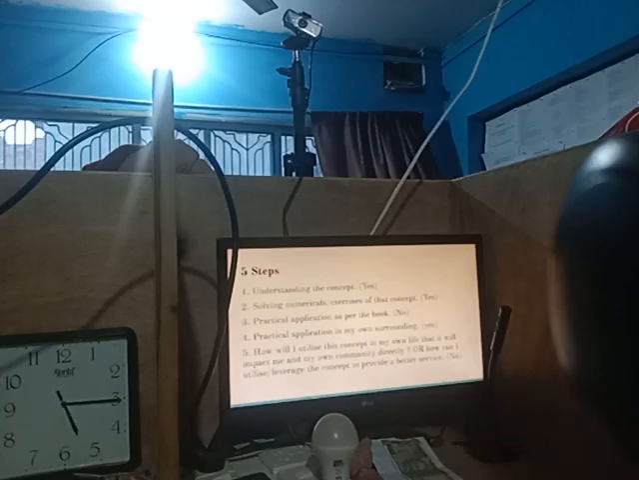First, understanding the concepts. Second, solving numerical exercises of that concept. Third, practical application as per the book. Fourth, practical application in my own surroundings. And fifth, how will I utilize this concept in my own life, that it will impact me and my own community directly? Or how can I leverage the concept to provide a better service?